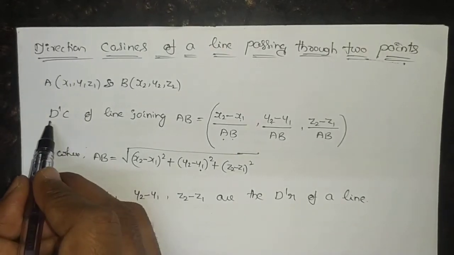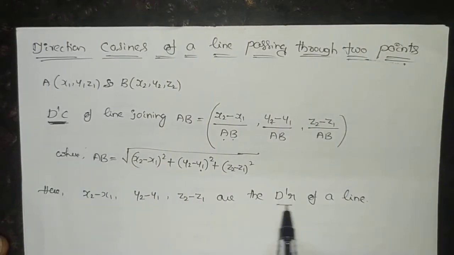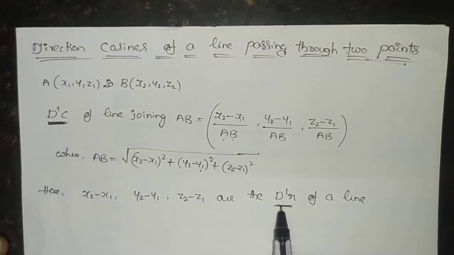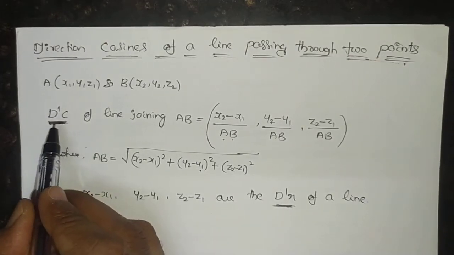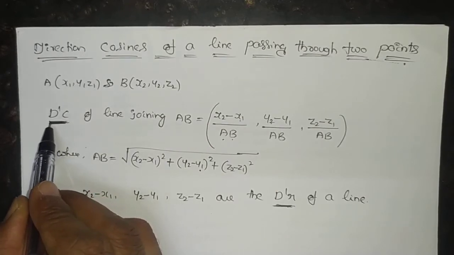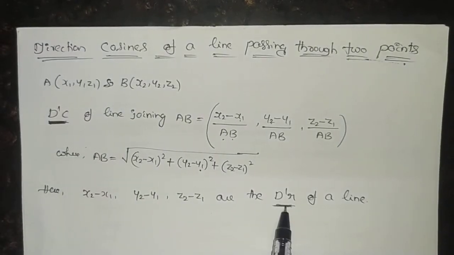Kindly note, this symbol represents direction cosines and this symbol represents direction ratios. Every time I can't write direction cosines and direction ratios in words, so I will write them like this. Kindly do not confuse.